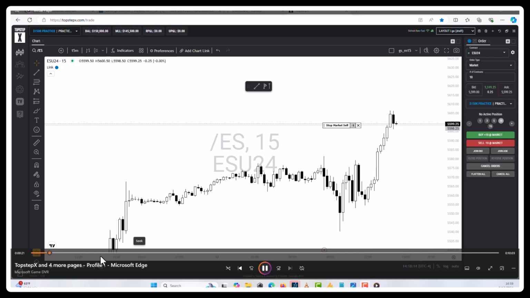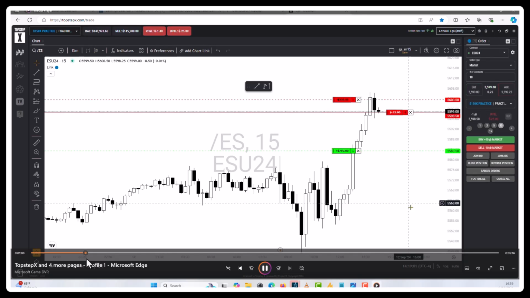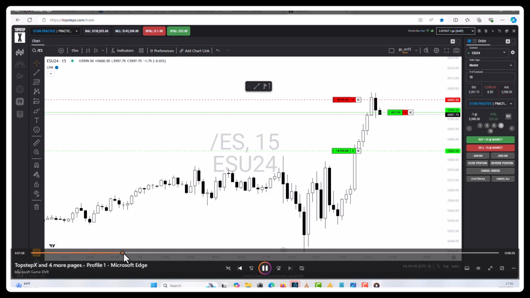And our order got filled. You see that it got filled. It did test that level. So if this follows through, this candle, it should go down, but it flipped back. Yes, it flipped back.